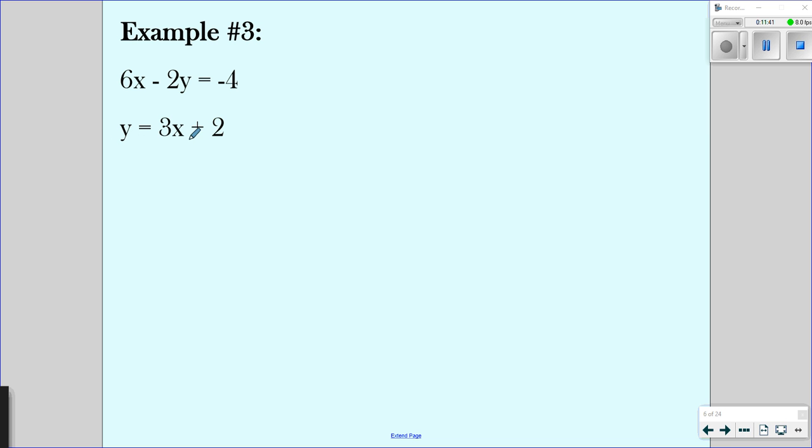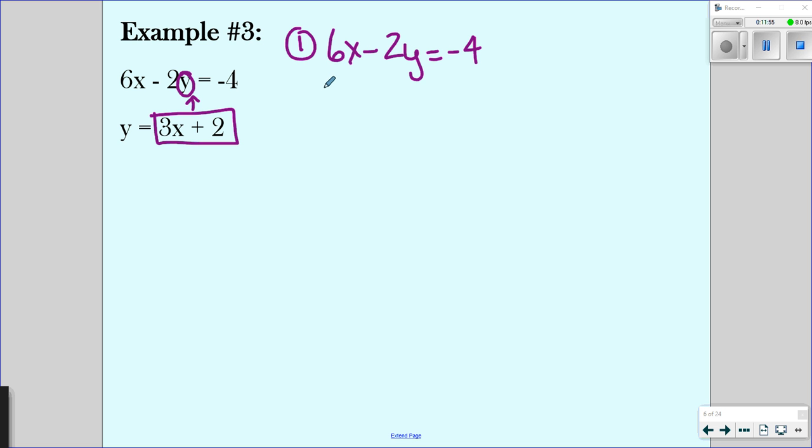Okay, so this one has y equals 3x plus 2. So that means wherever there's a y, I'm going to substitute that in there. So let's go with the first step. I'm taking 6x minus 2y equals -4. And then I'm going to plug in whatever y is, and that is going to be 6x minus 2 times (3x plus 2) equals -4. And then I'm going to do distribution.